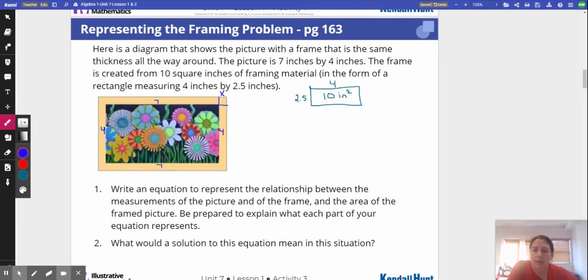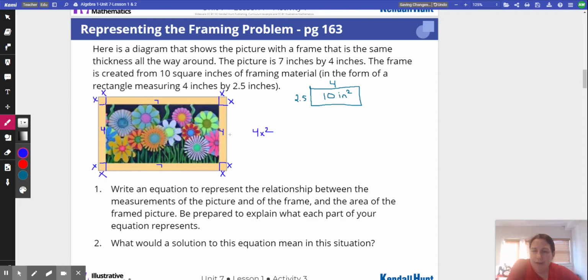So I know that this length is X and this length is X because they're using the same length and width for their frame. So I have 4 of these X squares. Each corner would represent an X squared. Here's an X by X. Here's an X by X. And here's an X by X. So I have 4 X squares.